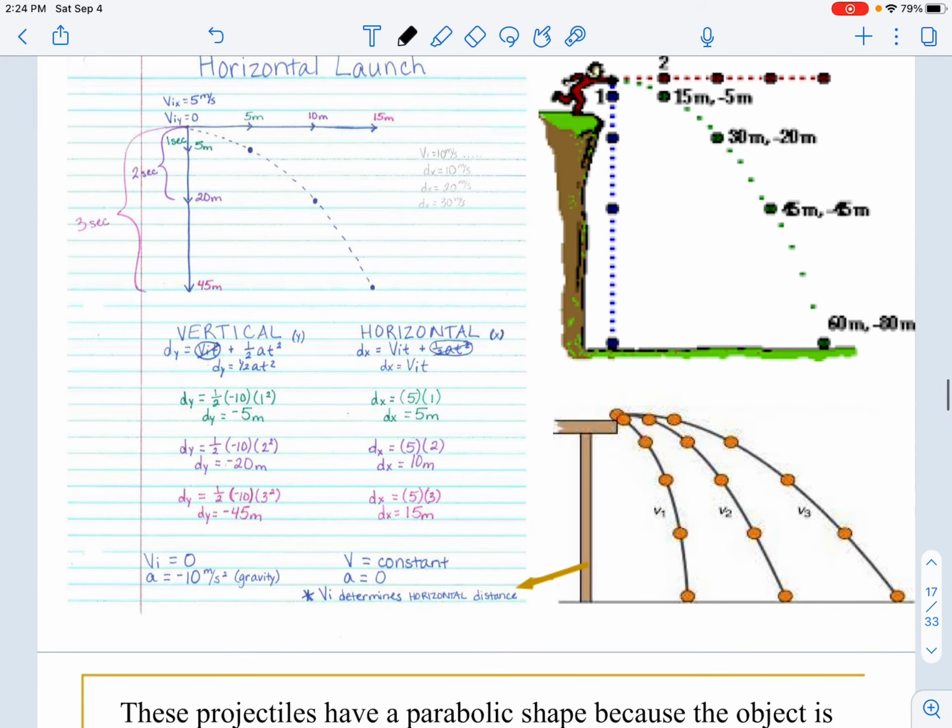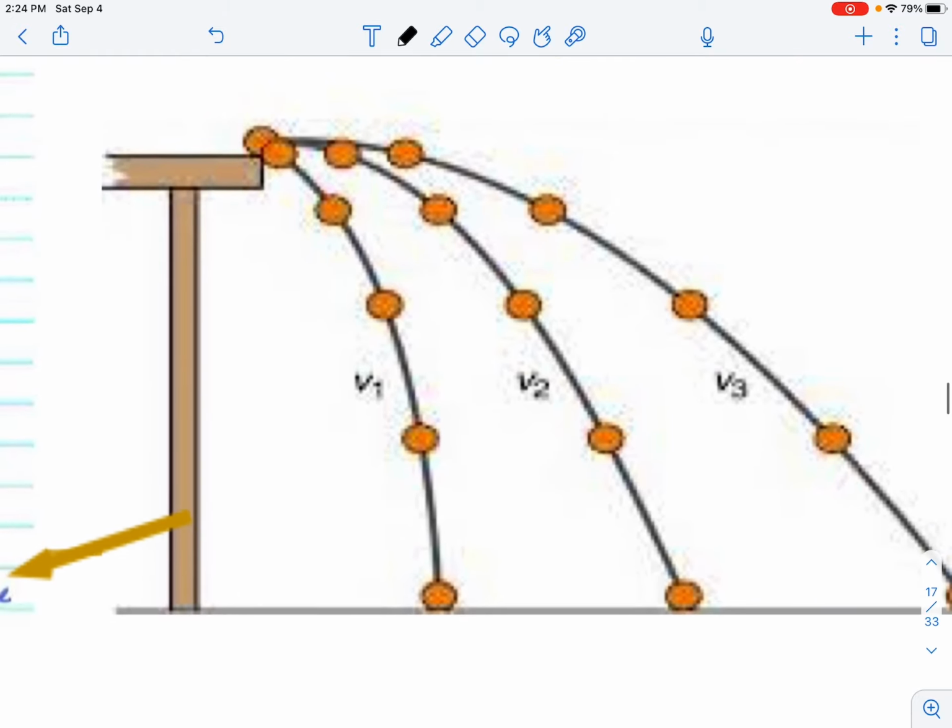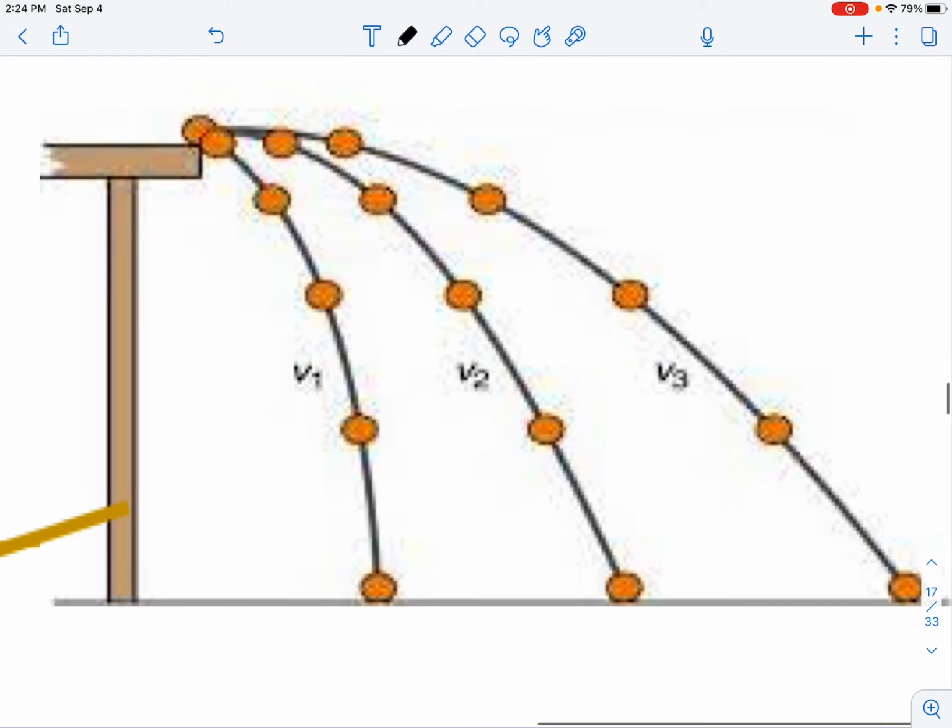All right, on this slide right here, I really just want us to look at this picture. So we have a projectile that follows path 1 here. So here is the landing point of our first projectile. Here is the landing point of our second, and here's the landing point of our third. And obviously they are landing at different places.